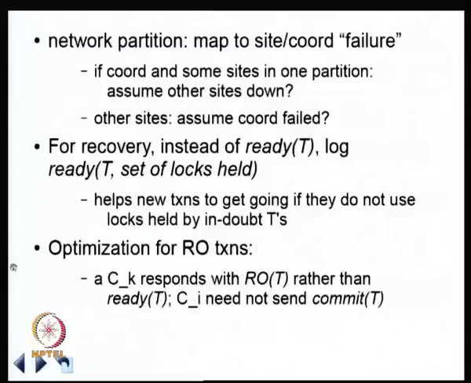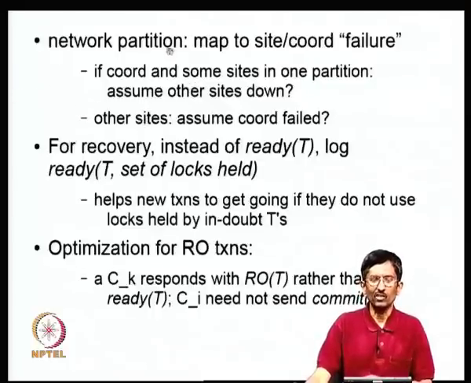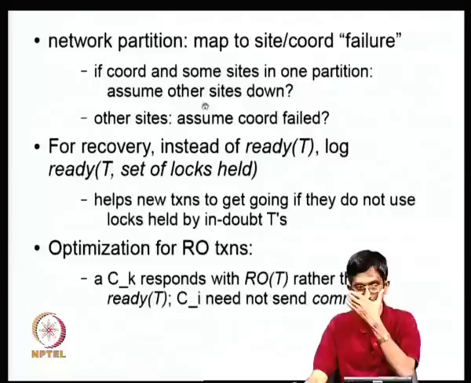When it comes to network failures, you can map some of the failures to site or coordinator failure. For example, if the coordinator and some sites are in one partition, we can say that the other sites are essentially down. You can just map it that way and proceed as we have done. Other sites which do not have the coordinator in their partition can assume the coordinator has failed, and so they can do recovery as they want.